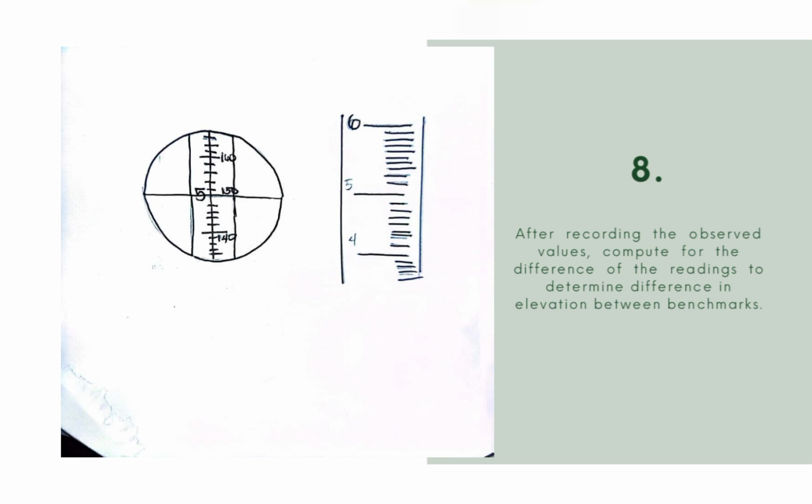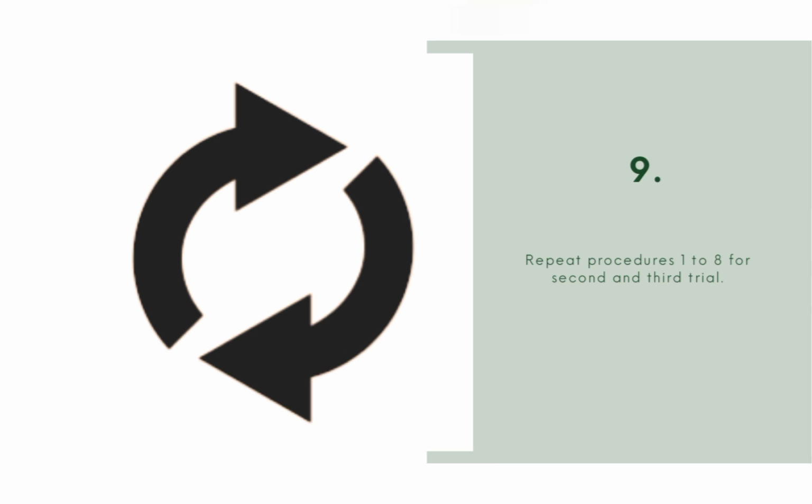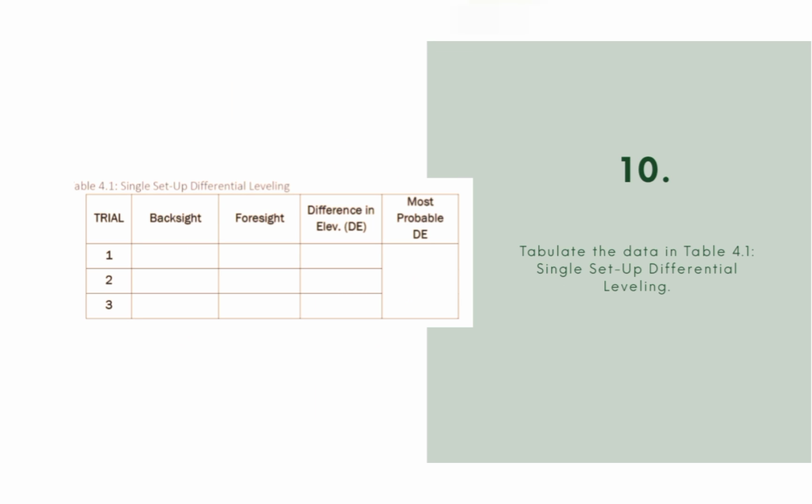After reading the observed values, compute for the difference of the readings to determine the difference in elevation between benchmarks. Repeat procedures 1 to 8 for the second and third trial. Tabulate the data in table 4.1, labeled as Single Setup Differential Leveling.